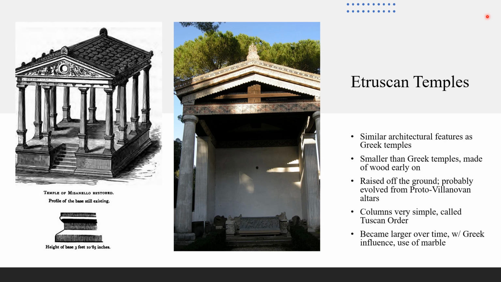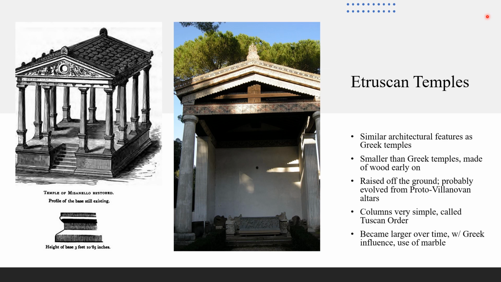The Etruscans built their temples primarily out of wood and out of clay, with some stone, mostly in the foundation. So a lot of these temples would have been burnt to the ground, or they would have been replaced by later Roman temples. So much of what we know about Etruscan temples comes from documentary sources and what little archaeological evidence we have.